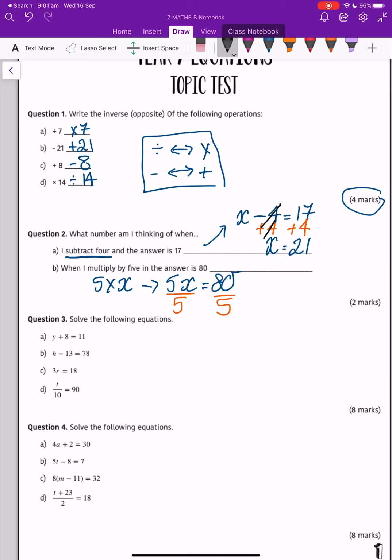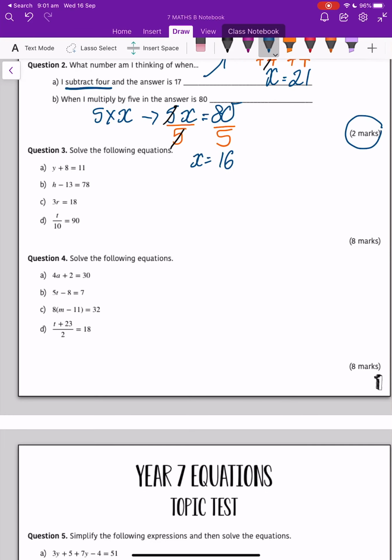That means on the left-hand side I can cross out my 5s. And then how many 5s go into 80? 16. So the answer is 16. So if you did all of this working out and you got those answers, I would give you 2 marks for this question.